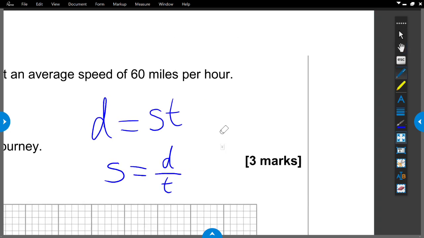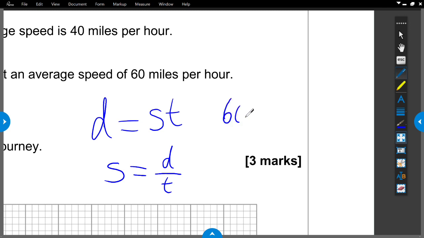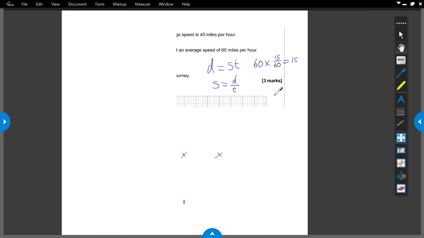So distance is equal to speed times time. The time is 15 minutes. Now, if you didn't know that was quarter of an hour, we could put it as a fraction. So we could do 60 times by 15 out of 60. Okay, we're timesing and dividing by 60. That's just going to cancel out, and we're going to get 15. Or in doubt, just put that into a calculator. You will see that we do get 15 there.